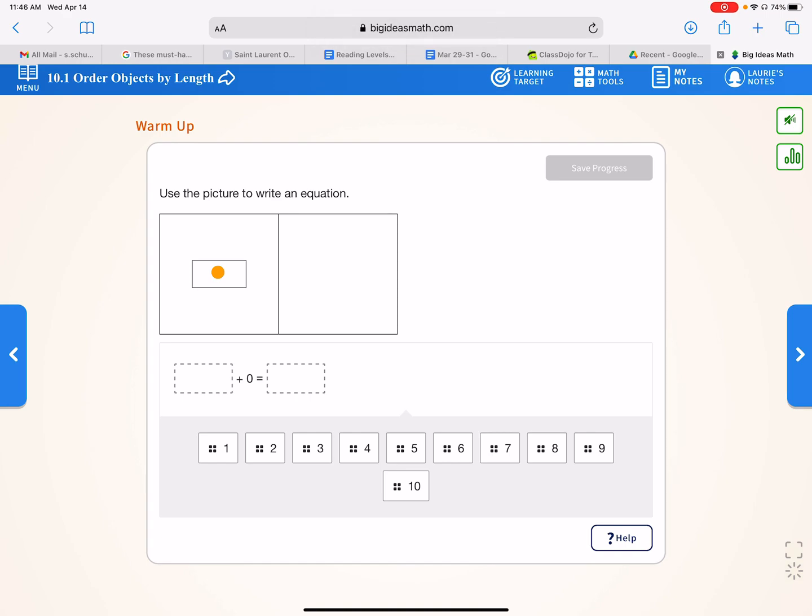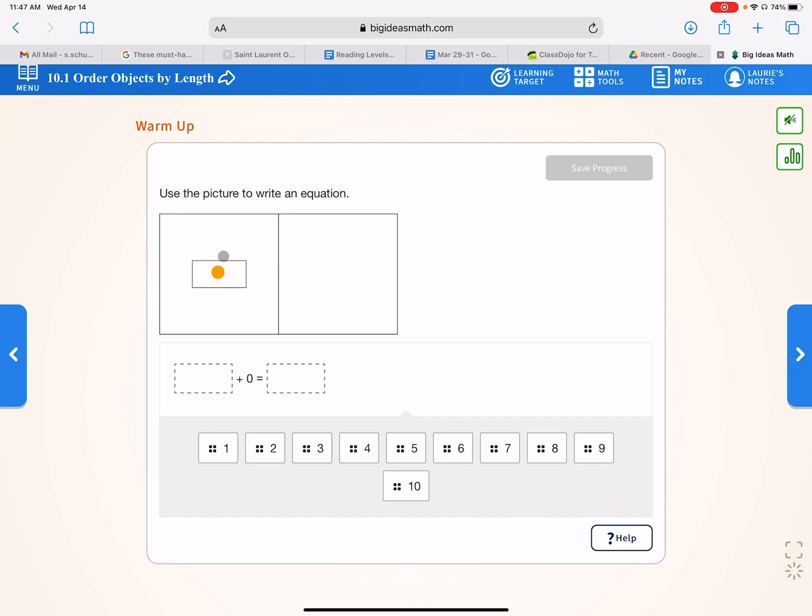And it's hard to believe that we're in chapter 10 in Big Ideas Math. But in today's class, we're going to be reviewing. I know you guys have seen this before. What's this model called? The part-whole model. And remember, we have two boxes, and then below it shows the total amount that's in the two boxes.